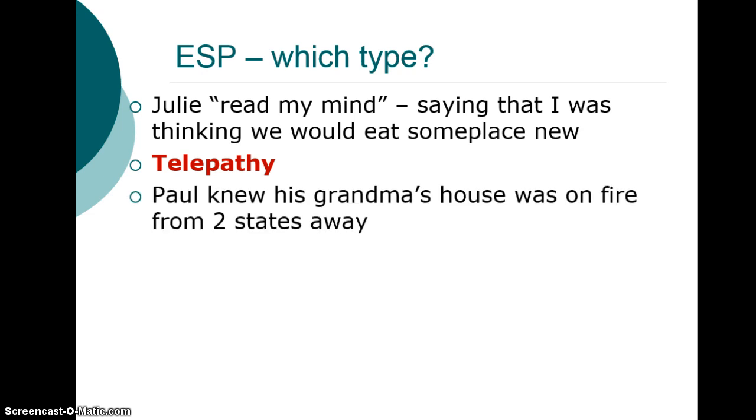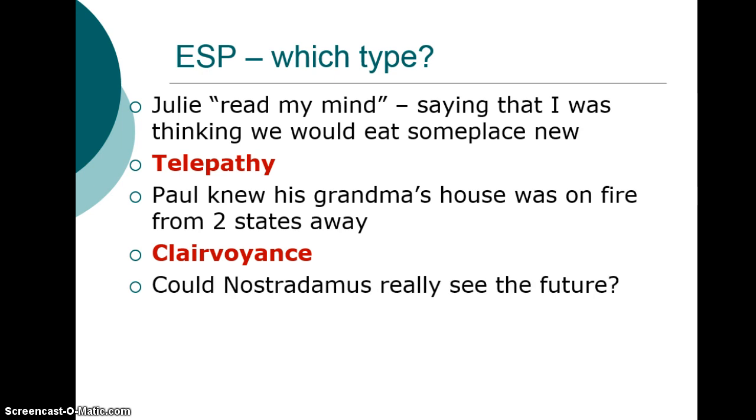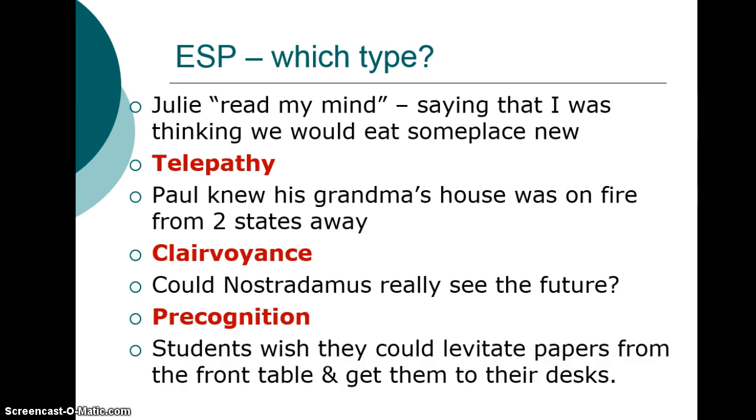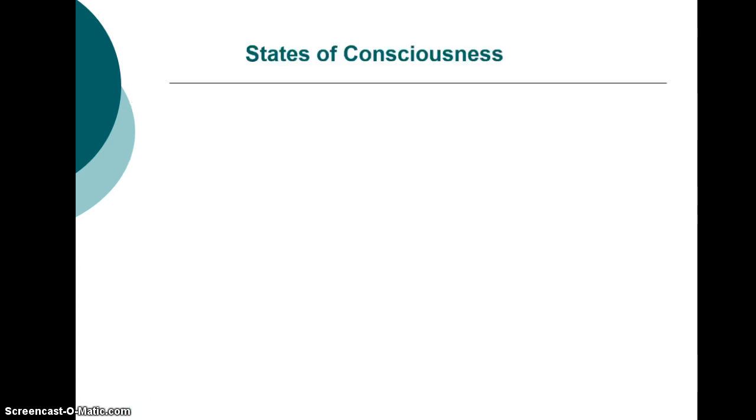Paul knew his grandmother's house was on fire from 2 states away. That's clairvoyance, that distant viewing. Could Nostradamus really see the future, see ahead in time? That's precognition. And students wish they could levitate papers from the front table so they don't have to get up from their desks. That would be psychokinesis. So just make sure you know which is which.